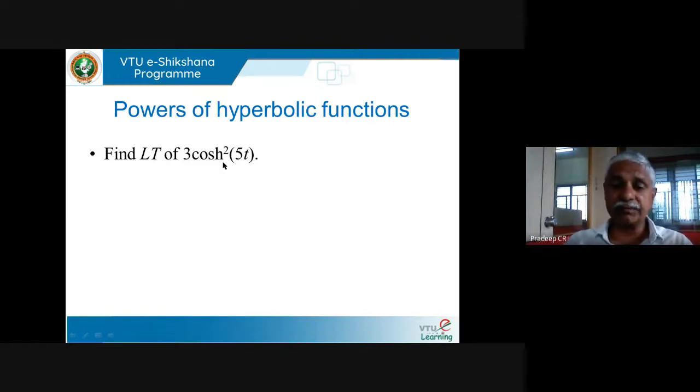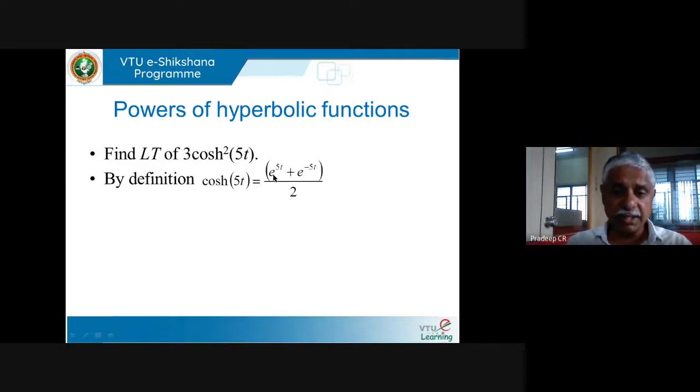I'll tell you. For that, you must first understand what is cos hyperbolic 5t. By definition, cos hyperbolic 5t is (e power 5t plus e power minus 5t) by 2. Don't ask me where this came from. This is the definition of the cos hyperbolic function. In fact, cos hyperbolic x is (e power x plus e power minus x) by 2. That's the definition. I have not told you here because you are supposed to have learned it earlier, but if you are lucky, you will have remembered that. So I am recalling: what is the definition of cos hyperbolic at? It is (e power at plus e power minus at) by 2. So now what do I do with this?